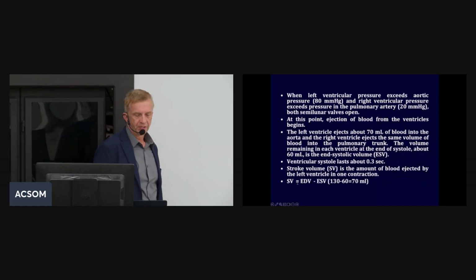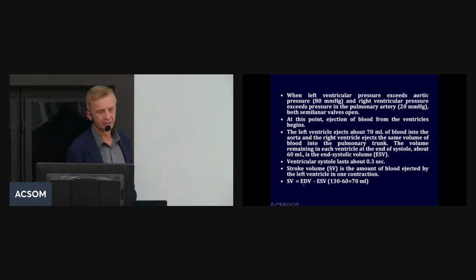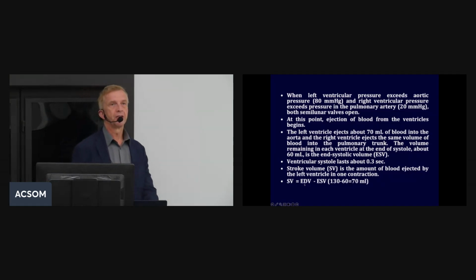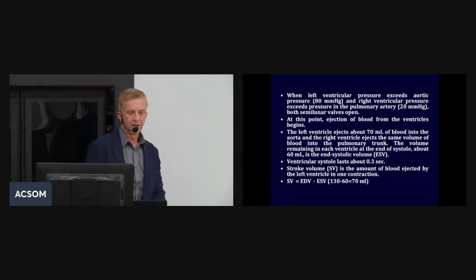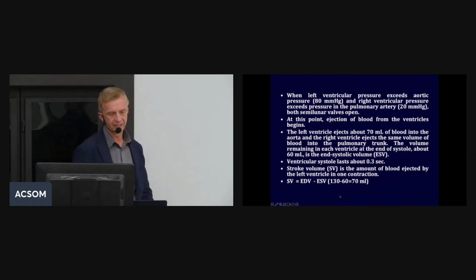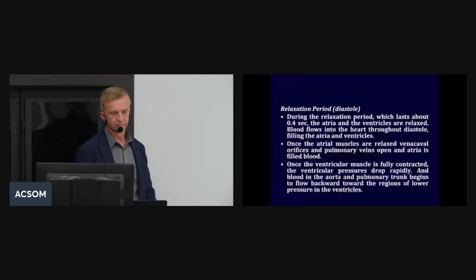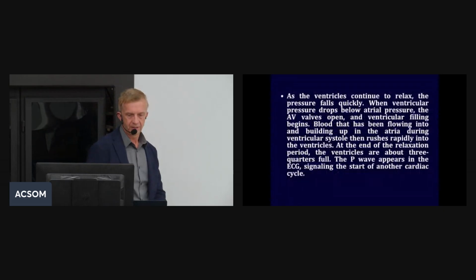So stroke volume is defined by end diastolic volume, which is the volume of the blood at the end of diastole after the atrial contraction, minus the end systolic volume. So generally in the normal physiological resting conditions, 130 minus 60, it's a 70 milliliters stroke volume. That's again the amount of blood that is ejected to the circulation. Diastole.